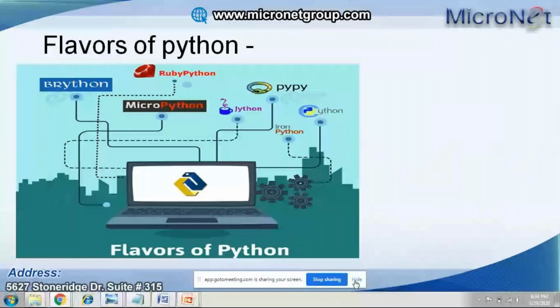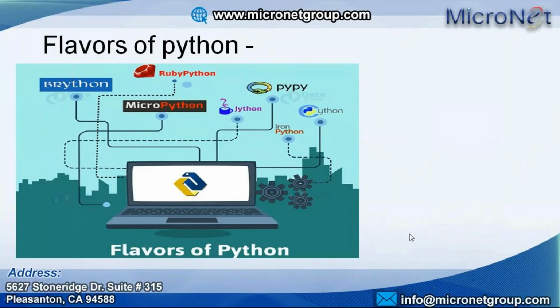And as I mentioned earlier, there are several flavors of Python. So we have something called Bright Python, Ruby Python, MicroPython, JPython, Iron Python, and C Python. Generally, C Python is the one that has been developed in the C language. We generally call it C Python.